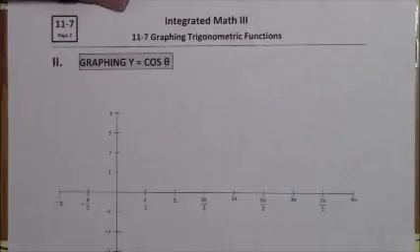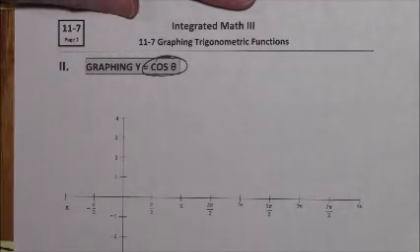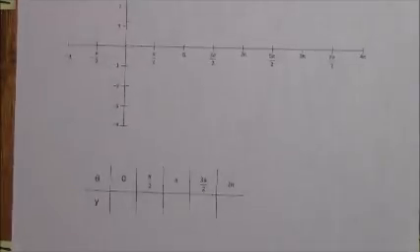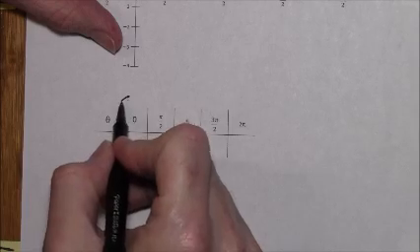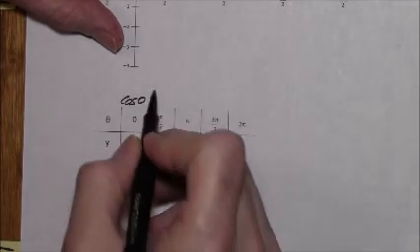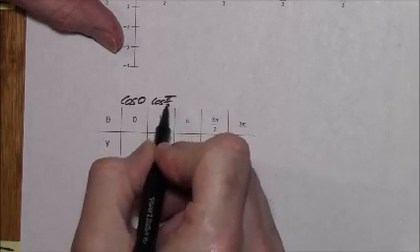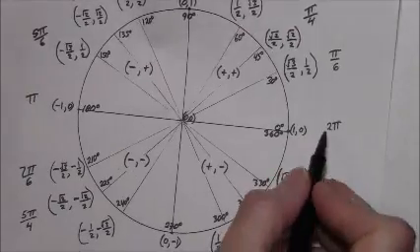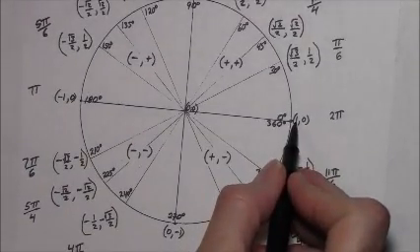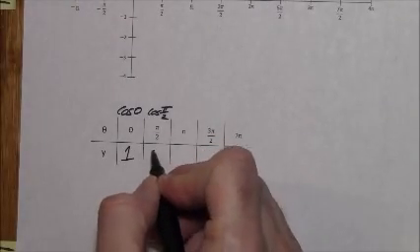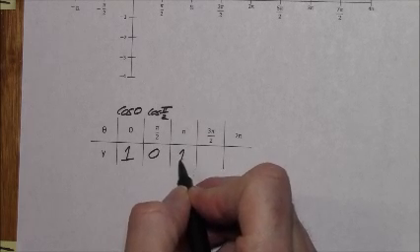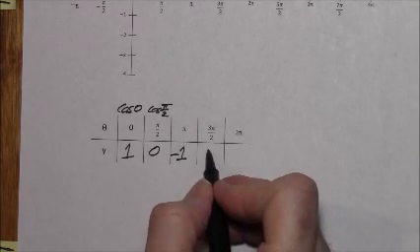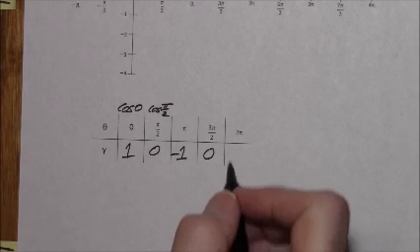Let's take a look at cosine. We're going to do the same kind of thing, but now we're going to be looking at cosine theta. So I'm going to use the same kind of graph. I'm going to come down here and we're going to look at cosine 0, and then cosine pi over 2 and so on. And that means the unit circle. Cosine at 0 is 1. Cosine at pi over 2 is 0. Cosine at pi is negative 1. At 3 pi over 2 we're at 0 again.